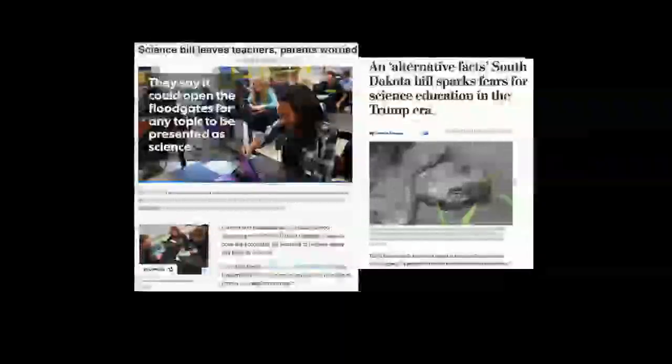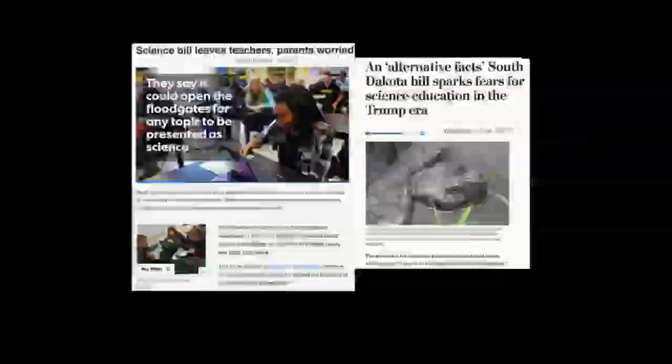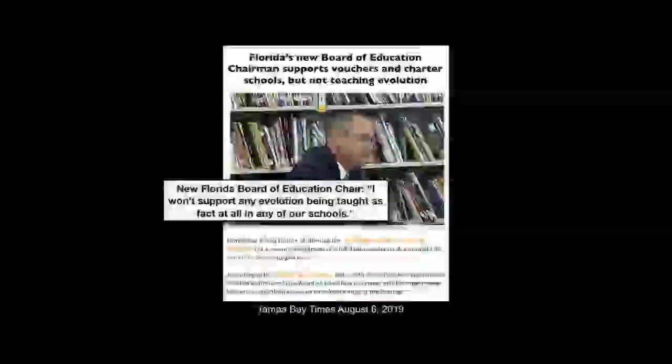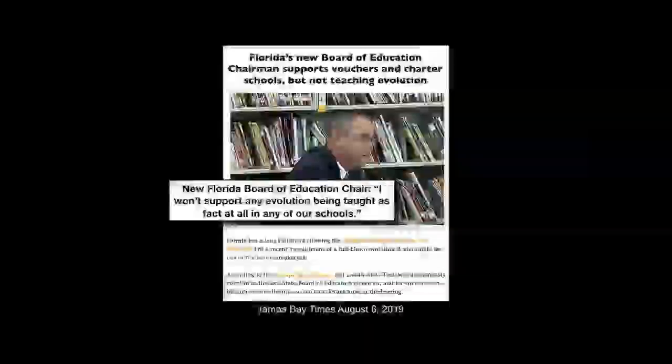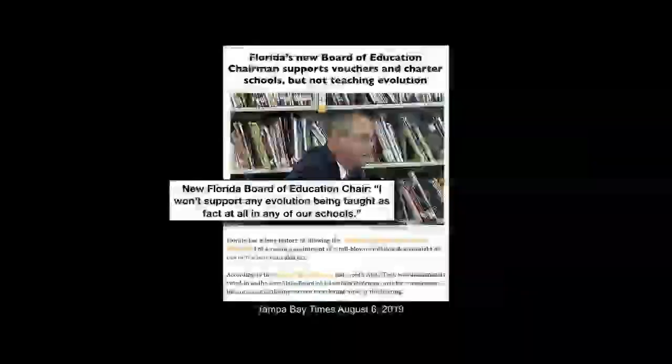There have been anti-evolution bills introduced in a number of states around the country. The most notable struggle going on right now is in the state of Florida, where the new education commissioner of the state of Florida said, and I quote, "I won't support any evolution being taught as fact in any of our schools." And this is a battle that we continue to face. Our new textbook went into Florida. That was the very first state that we went into, and I had to defend it constantly from one challenge after another. So here's basically where I want to break the first part of our talk.